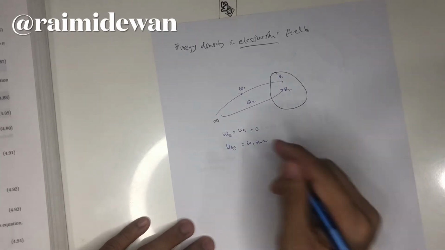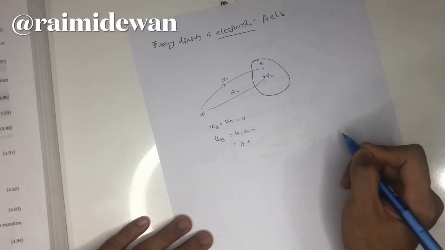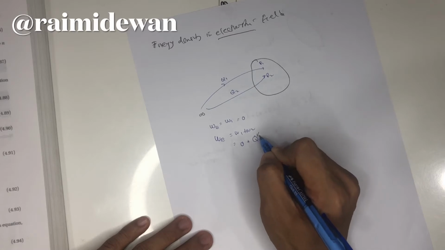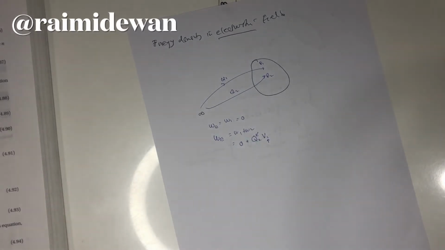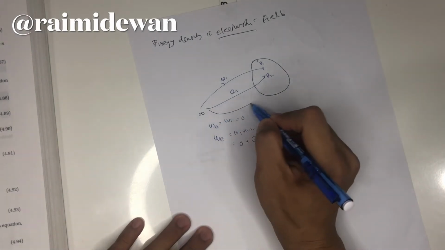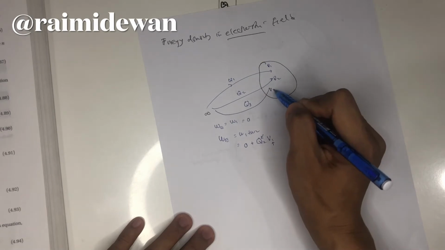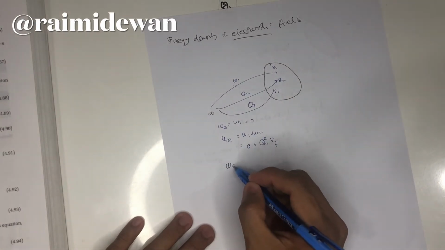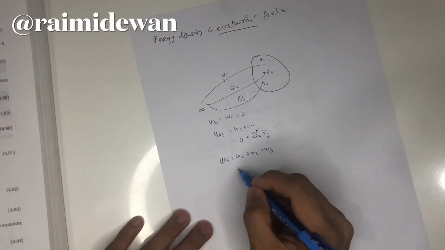So what happened is that W1 is initially 0, right? But what happened to W2? W2 is the charge Q2 and then the potential due to Q1. Similarly, if you have another Q3, we want to bring Q3 to P3, it will experience potential due to P1 and P2. So WE equals W1 plus W2 plus W3.